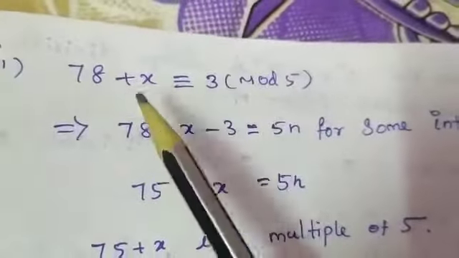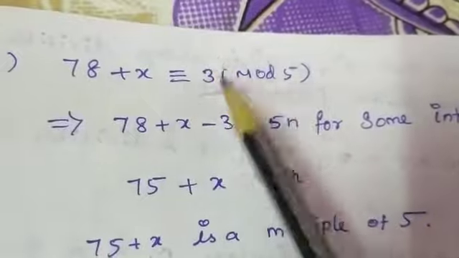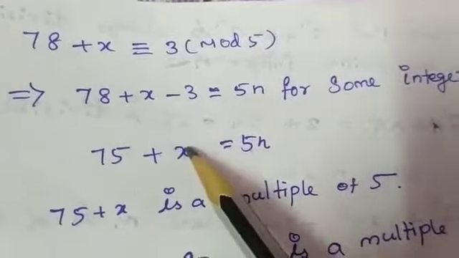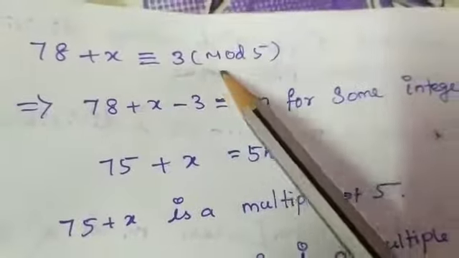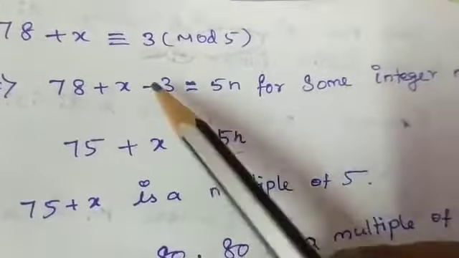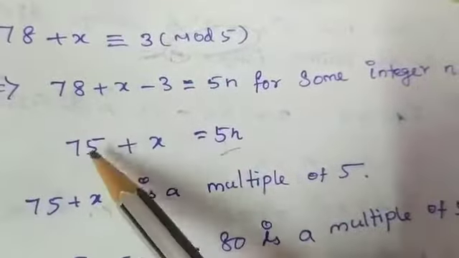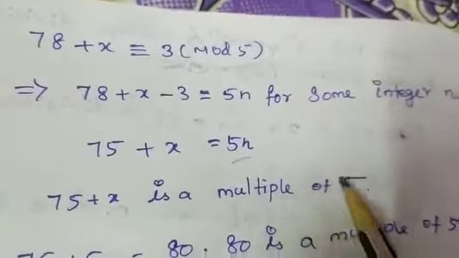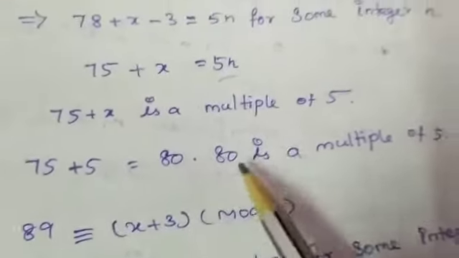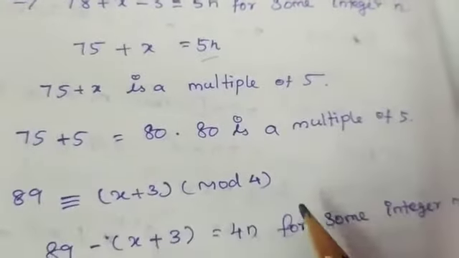I am bringing this remainder 3 to this side, so that is 75 plus x equal to 5n. I am converting this mod 5 into 5n for some integer n. Subtracting 78 and 3, I will get 75. So 75 plus x is a multiple of 5. So 75 plus 5 is 80. 80 is a multiple of 5.